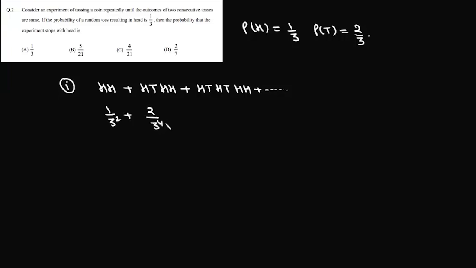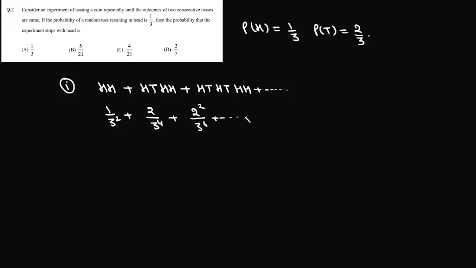So this first case could be when the first toss itself results in heads. So it will be head head, or it could be head tail and then 2 heads, or it could be head tail, head tail and then 2 heads, and this series will continue up to infinity. So it is an infinite geometric progression. Here in this case, this is 1 by 3 square, and here it is 2 square by 3 to the power 4, and here it is 2 square by 3 to the power 6, up to infinity.